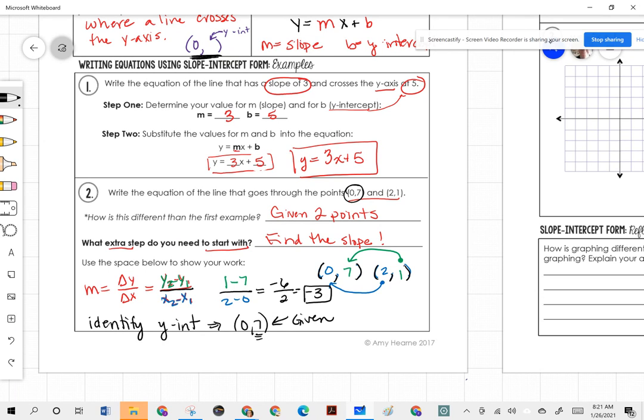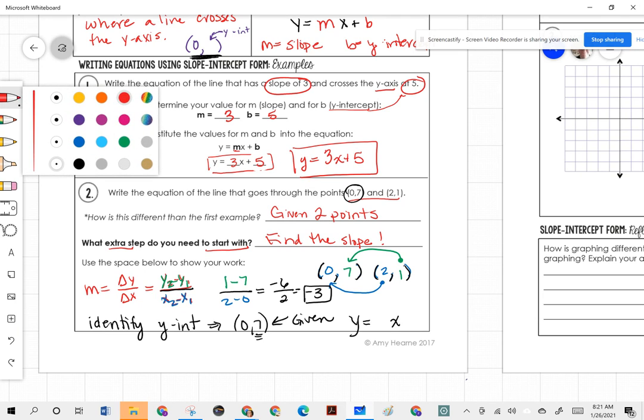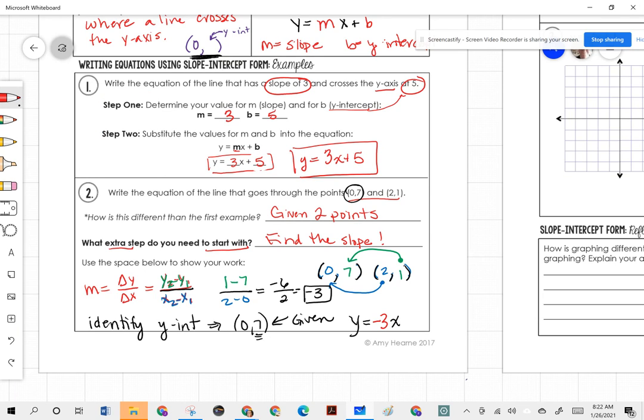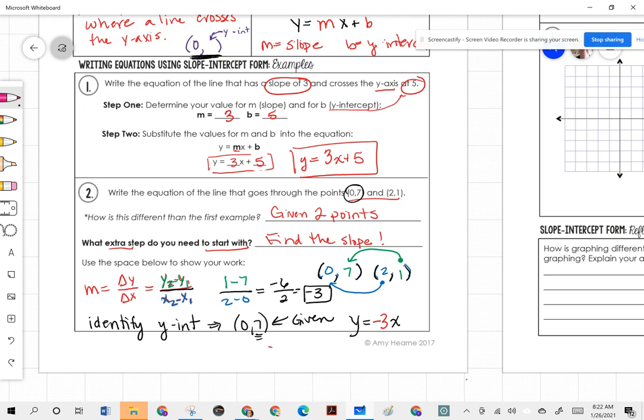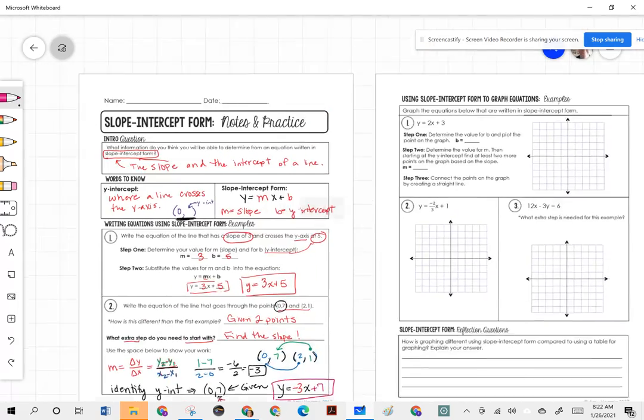So let's just put it all together now. y equals, I'm going to put my x, and then my slope was negative 3, and then my y-intercept was 7. So I'm going to put plus 7, and then I get to box my answer. All right, so now let's take a look over here.